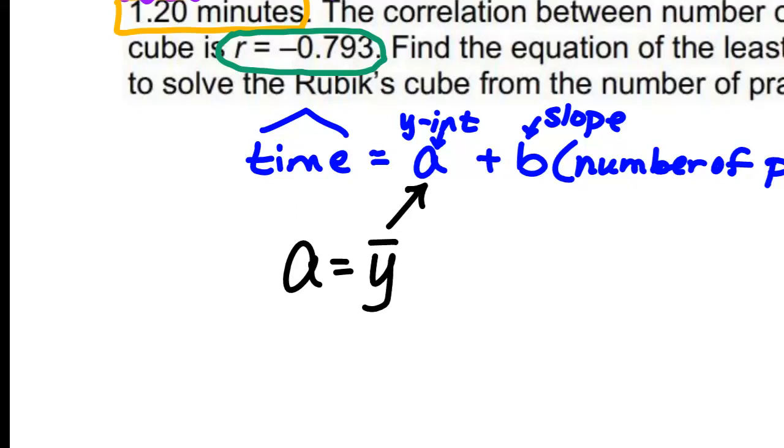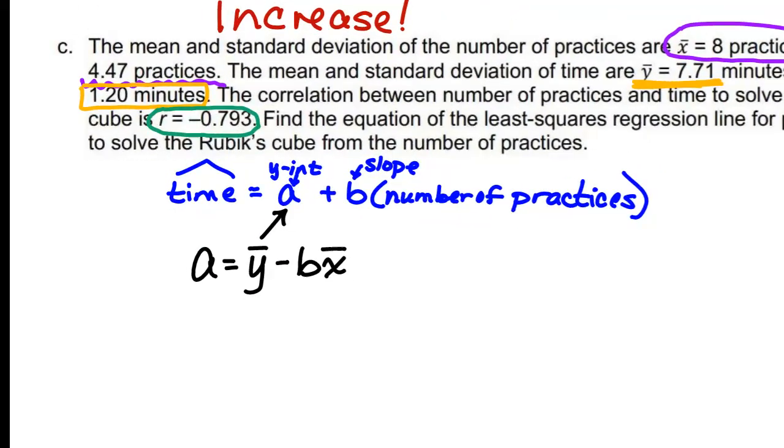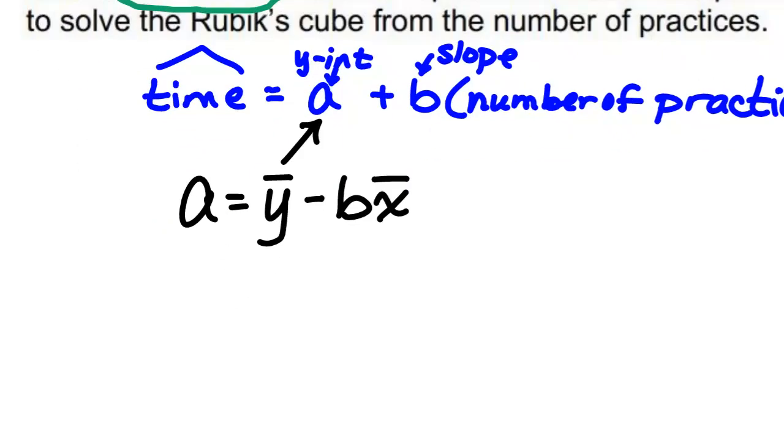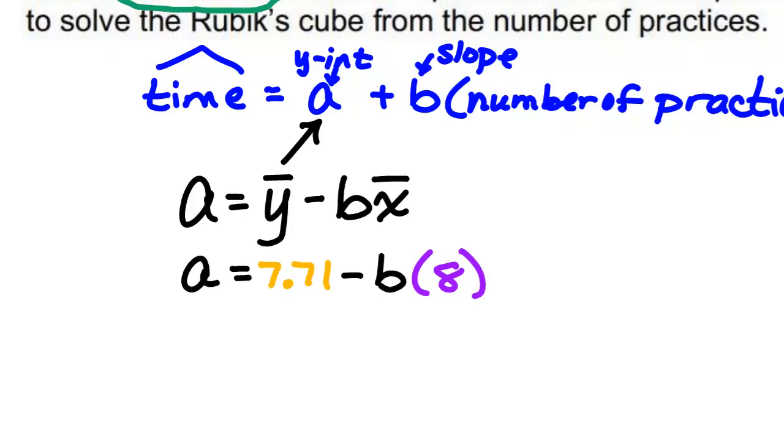Y bar, or the mean of y, minus b times x bar, or the mean of x. Do we know what y bar is? 7.71. Do we know what b is? Nope. Do we know what x bar is? What is x bar? 8. Do I have all the information I need in order to be able to find A?